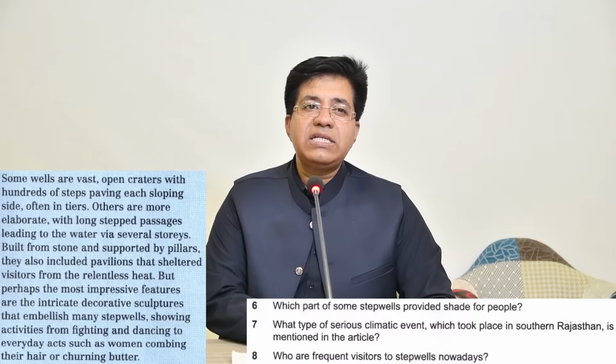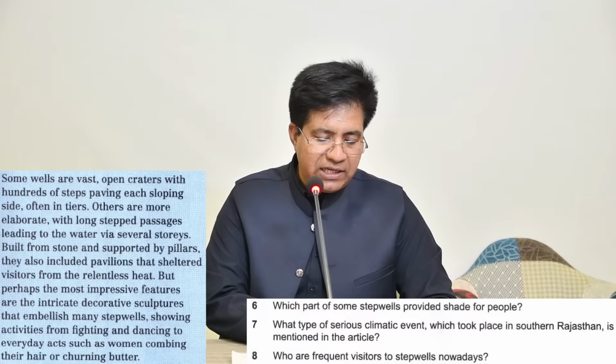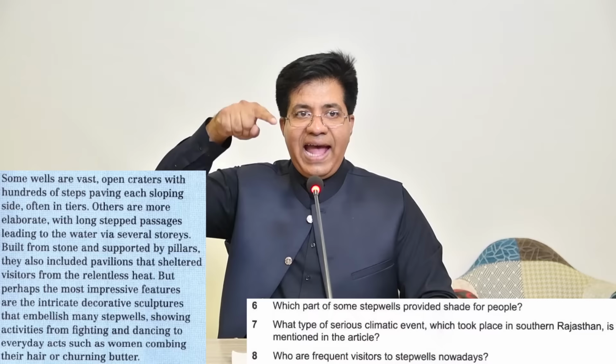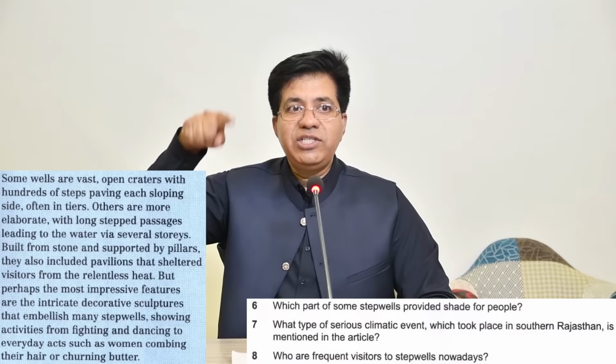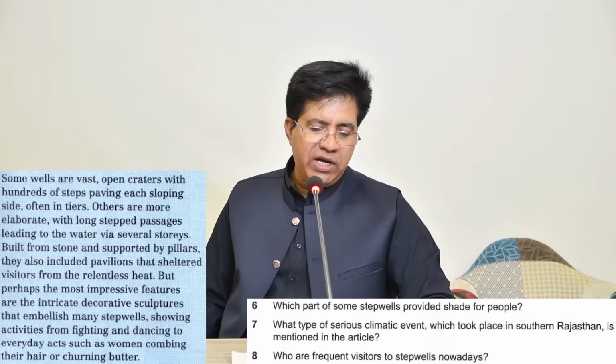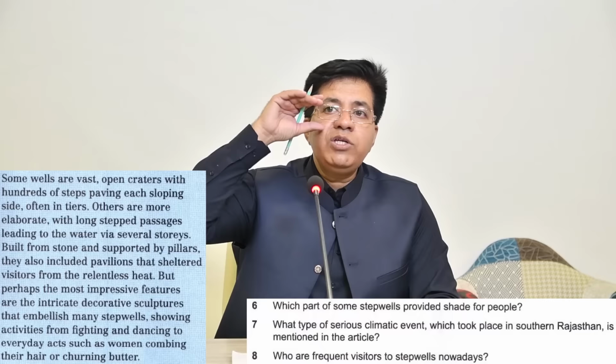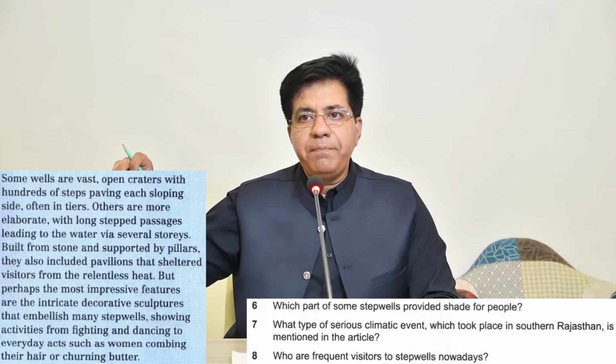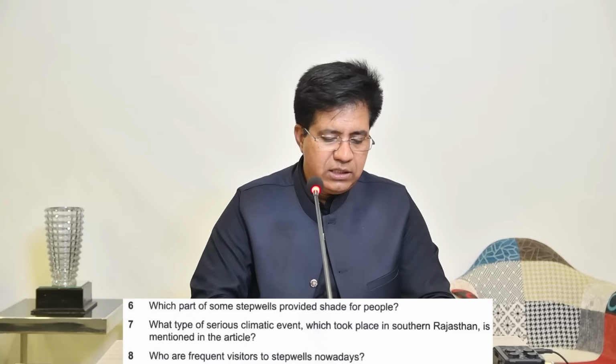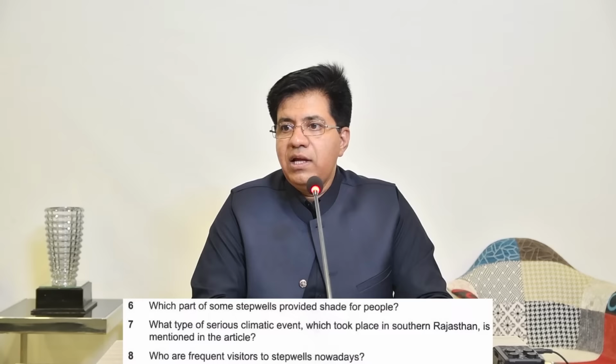Very good. Step wells also included pavilions that sheltered visitors. Now sheltered means shade. So which part is that? Step wells included pavilions. Now can you see the word pavilions is written in plural? So whenever you do anything in IELTS reading, copy paste it as it is. Don't try to tamper. Instead of pavilions, you write pavilion or any other word. Just write the word from here, pavilions, plural, because it's the part of step well. Like in a cricket stadium, they say back to pavilion.